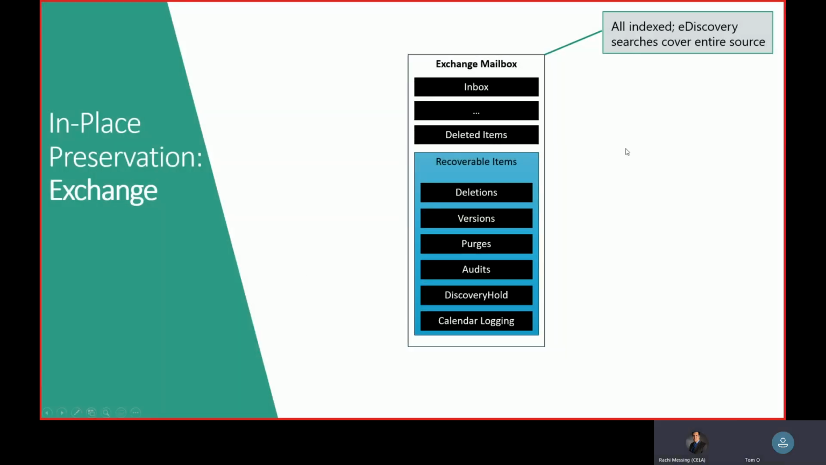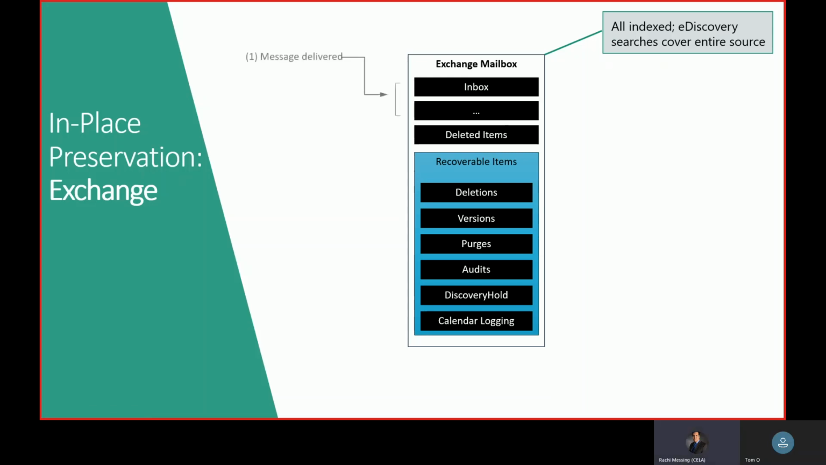So this is a diagram of a user's mailbox, where the top part is all of the things that the end users, you know, Tom, you're used to seeing: your inbox, and you might have created a bunch of folders, your sent items, your project folders, whatever it might be. So this top area of the mailbox is all of the folders that are visible to an end user. The bottom part is also part of the end user's mailbox, but they don't see it.